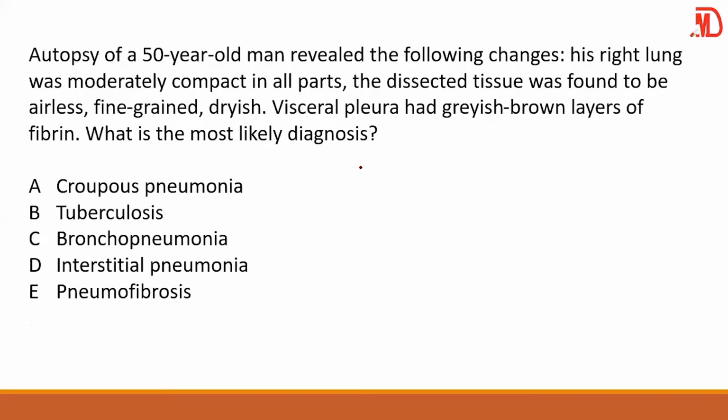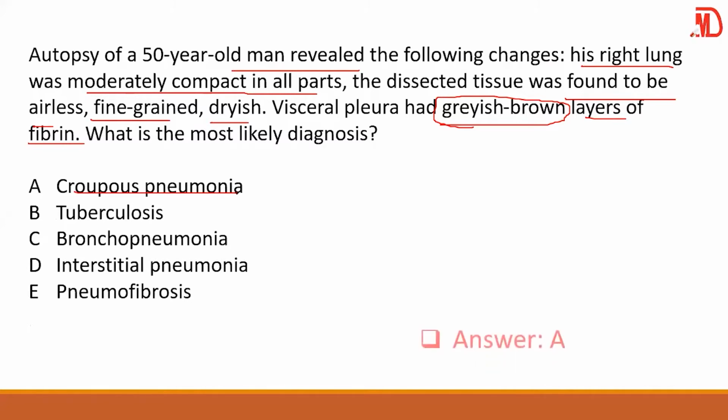Okay. So look at the question again. Autopsy of a 50-year-old man revealed the following changes. His right lung was moderately compact in all parts. Dissected tissue was found to be airless, fine-grained, dryish. Visceral pleura had grayish brown layers of fibrin. What is it describing? Gray hepatization. So it is classic for croupous pneumonia. Croupous pneumonia. So your answer is what? A.